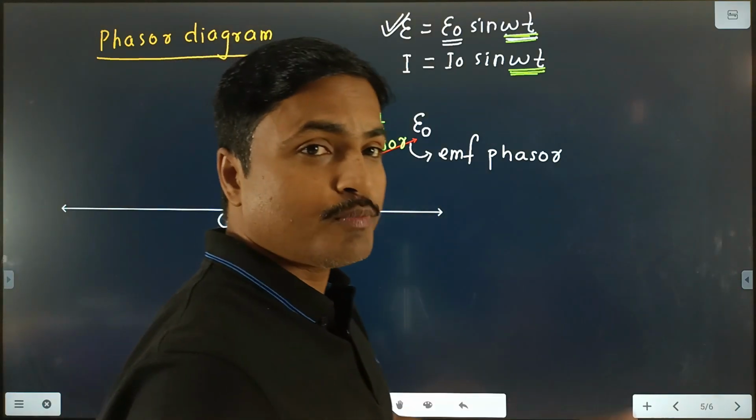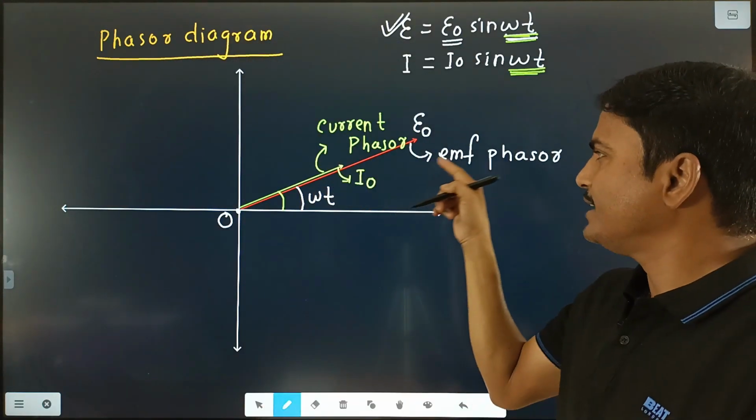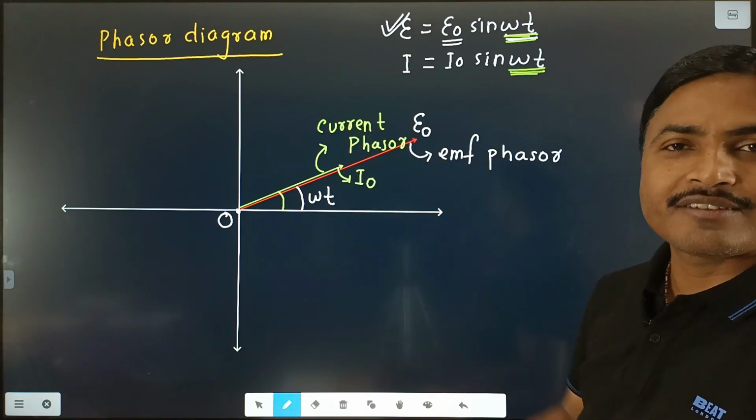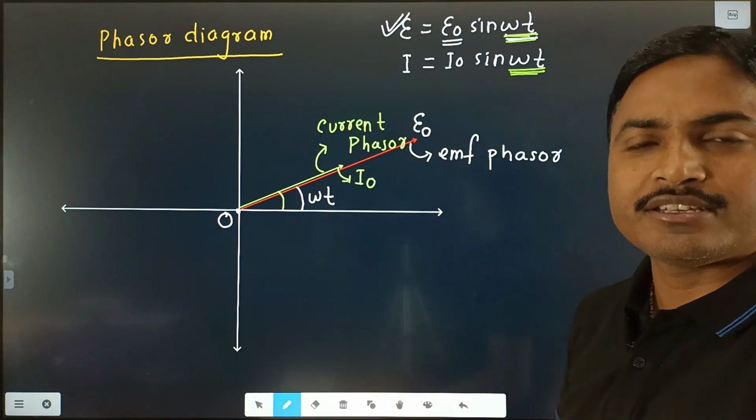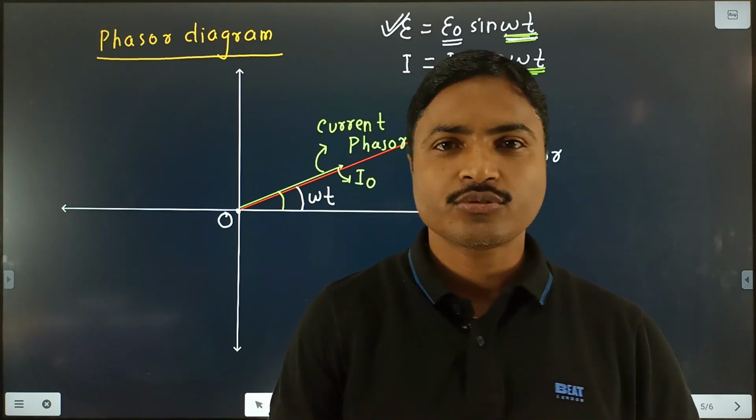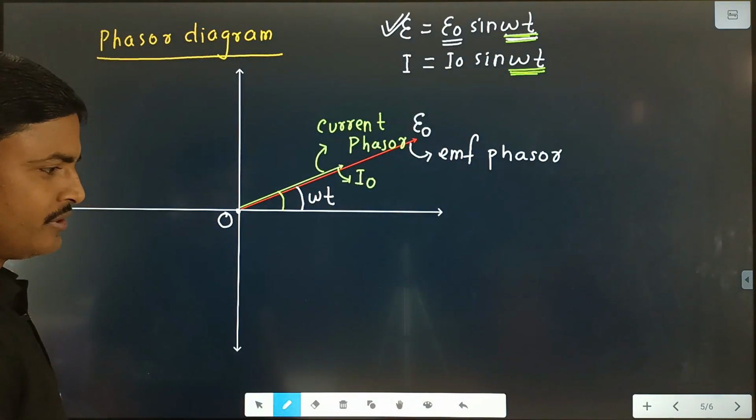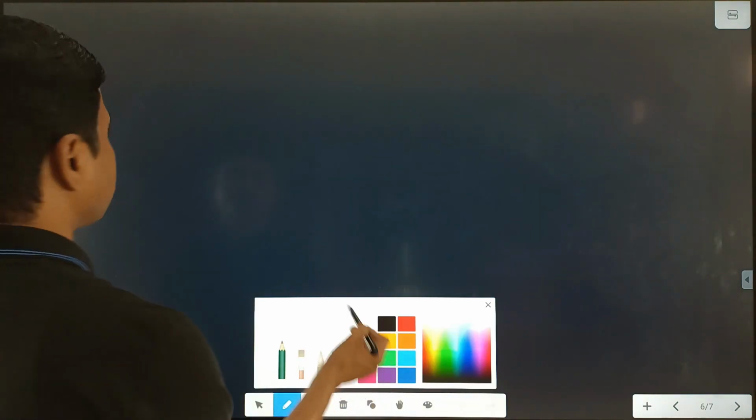Because in this diagram two phasors are there. One is the EMF phasor, another is the current phasor. So this is known as the phasor diagram. Clear? Next we draw the graph. Graph between E and I versus omega t.